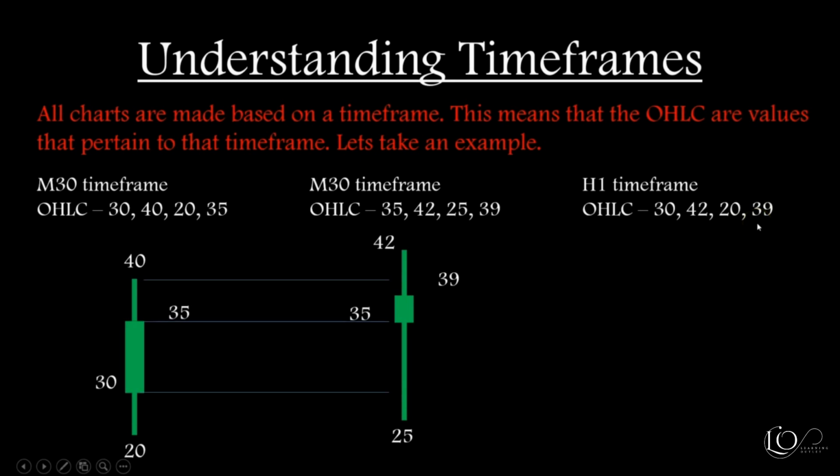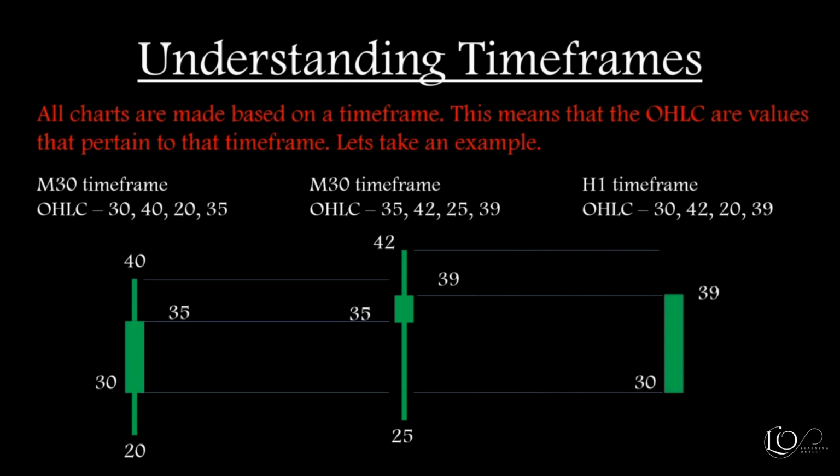Now we can start making the candlestick for the H1 time frame. So we have our body, it starts from 30, goes up to 39, and then we have the high at 42 and the low at 20. So what I want you to understand in this exercise is that when you have two candlesticks of the 30-minute time frame, you can end up making the H1 candlestick.